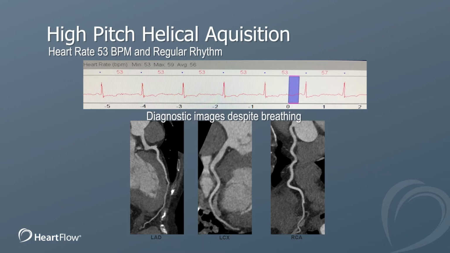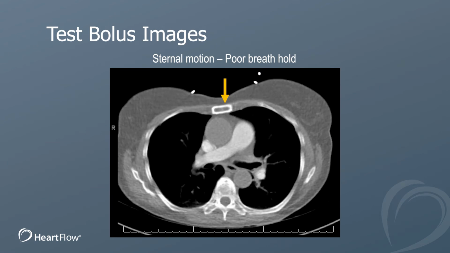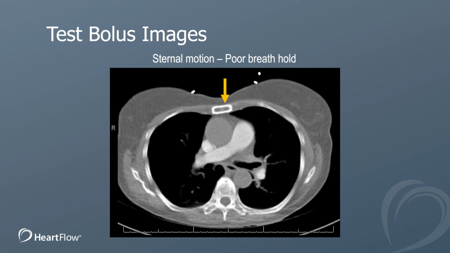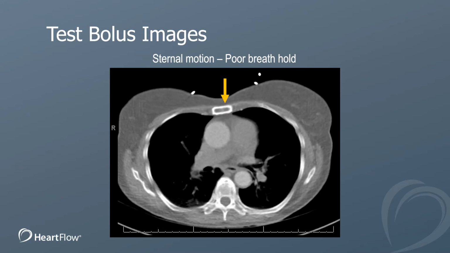You may also be able to achieve similar successful results on a wide detector array volumetric scanner. Here's an example of a patient that is breathing during the test bolus. It's important to identify this because if they're breathing during the test bolus and not holding still and holding their breath, we can have misalignment artifacts during the main scan.